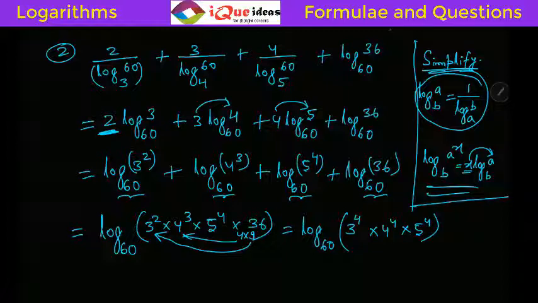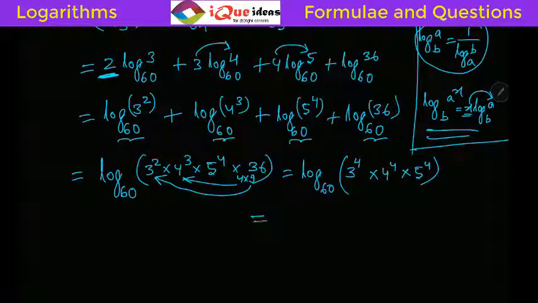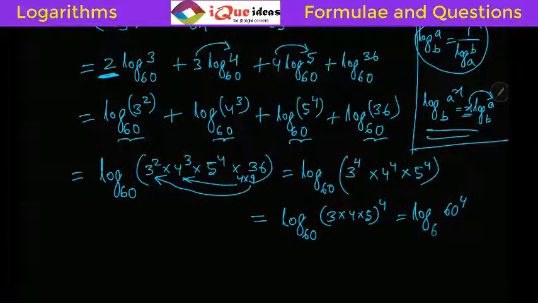The benefit of this will be, this becomes log to the base 60 and inside it will be 3 into 4 into 5 whole to the power 4. Now 3 into 4 into 5, 3 4 is 12, 12 5 is 60, right? So it is log of 60 to the power 4 to the base 60. So this 4 comes outside and it will be 4 log 60 to the base 60. Log 60 to the base 60 will be 1.